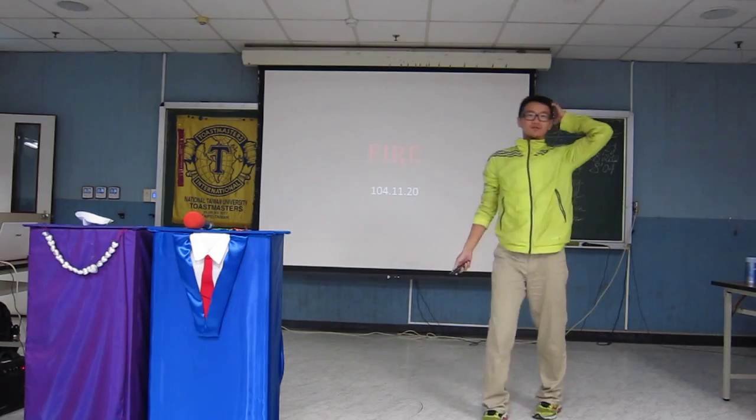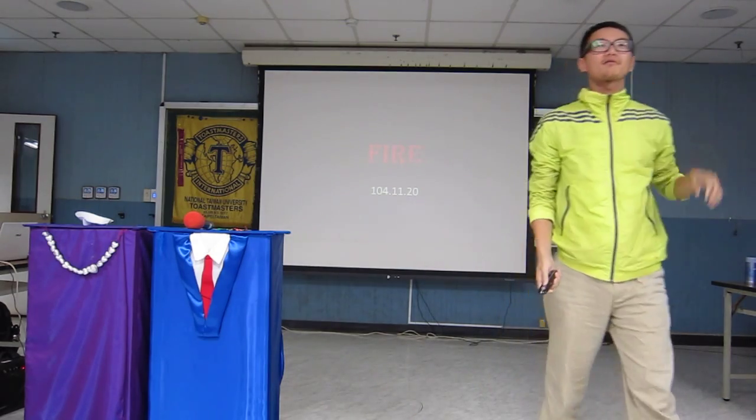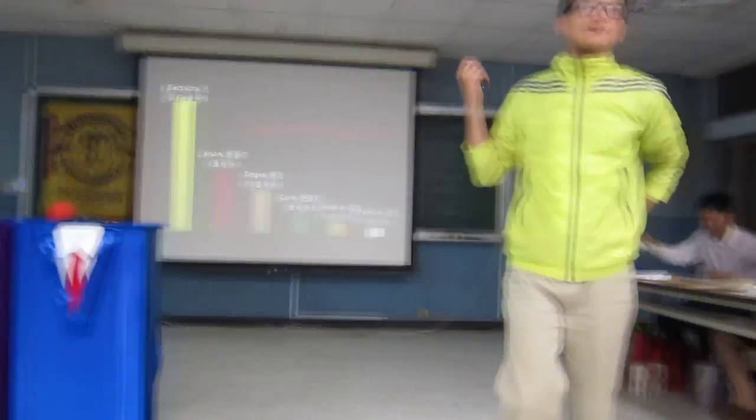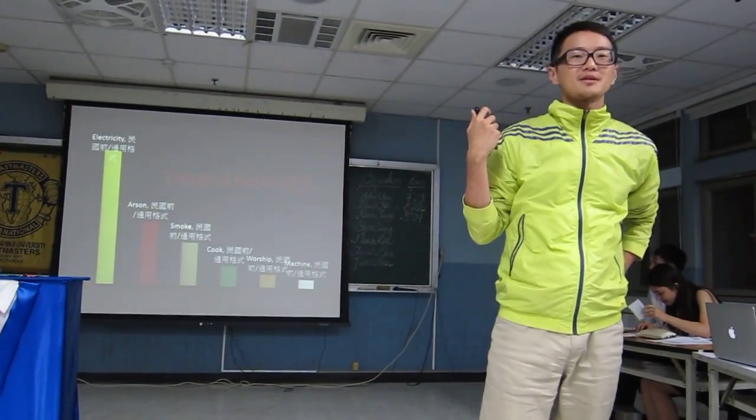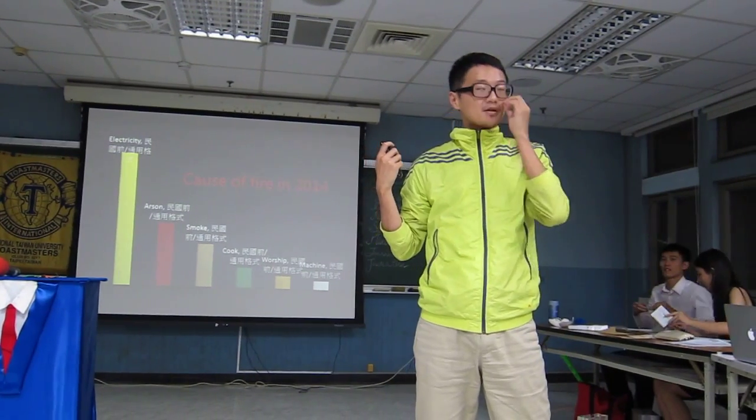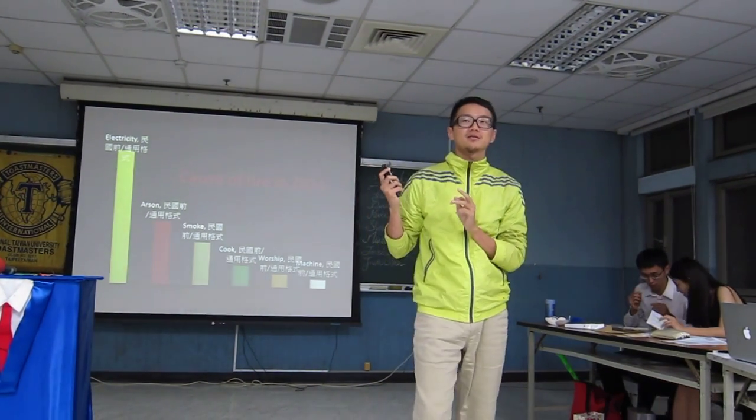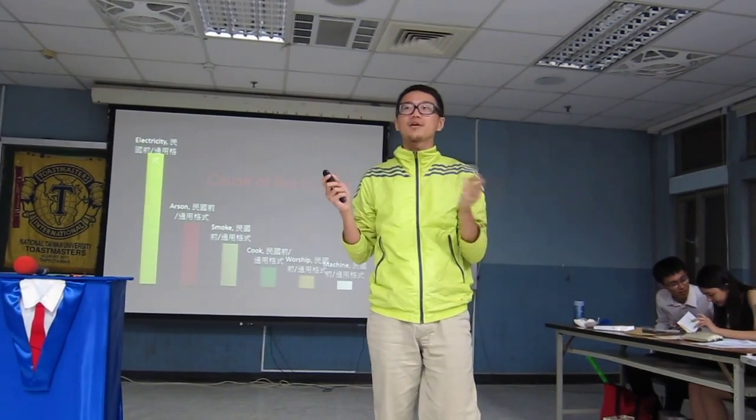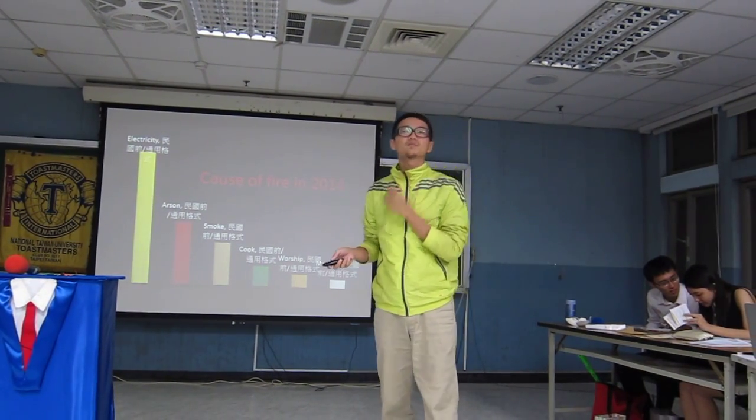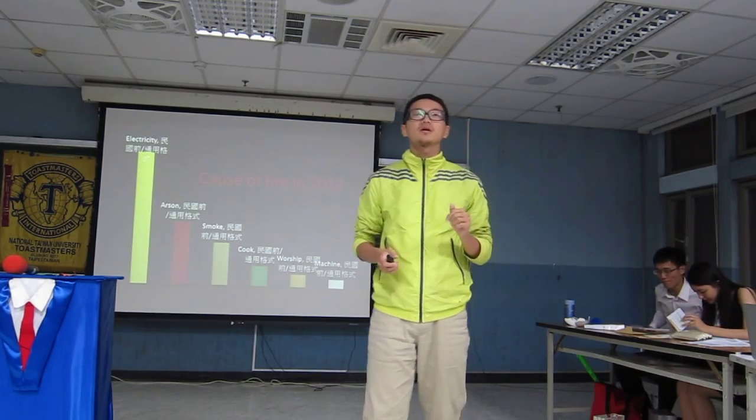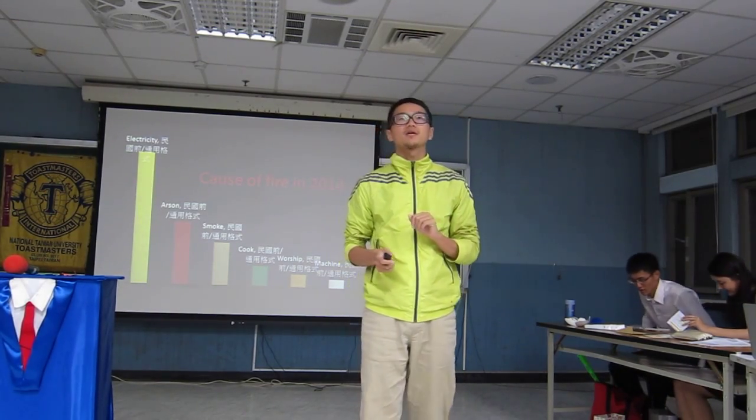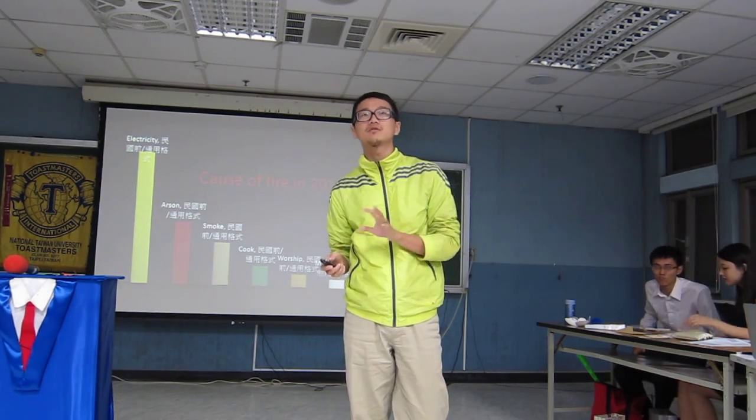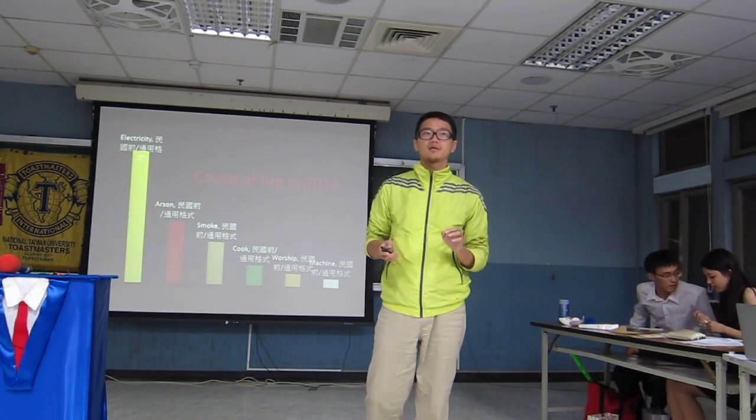Okay, so tonight I'm going to talk about fire. According to the survey from the fire department in Taiwan, the most common cause of a fire in Taiwan is electricity, or an electrical fire, or e-fire in other words. Tonight my speech is going to cover two parts. One is the prevention of an e-fire, and the other is how to put out a starting fire at the very beginning. So let's start.